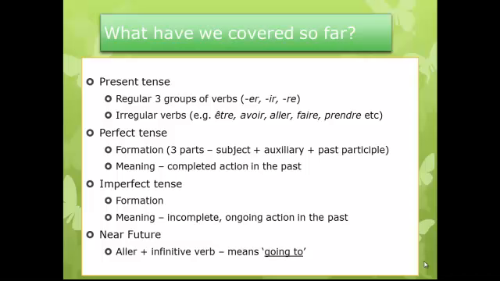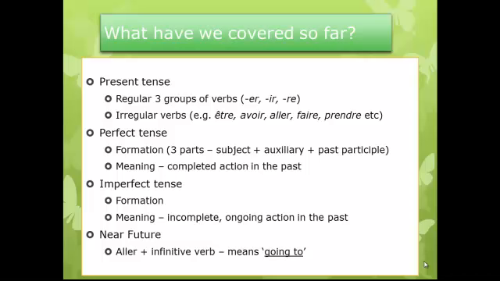4 things, starting with the present tense. We looked at the 3 regular groups of verbs, those verbs ending in er, ir and re. We've also looked extensively at irregular verbs when they've come up, and the main ones are être, avoir, aller, faire, prendre. But there are plenty more, and we'll have a look a bit further down at what they could be.